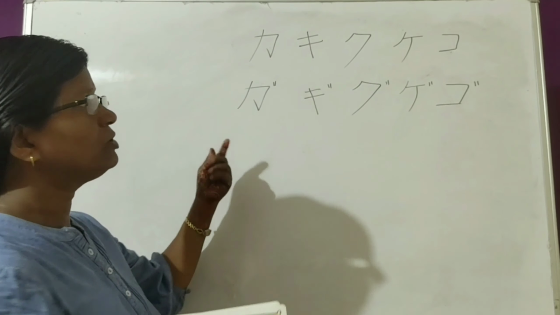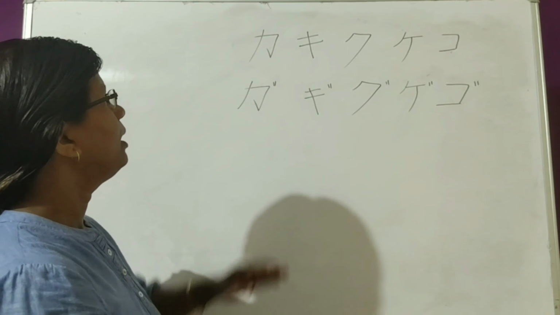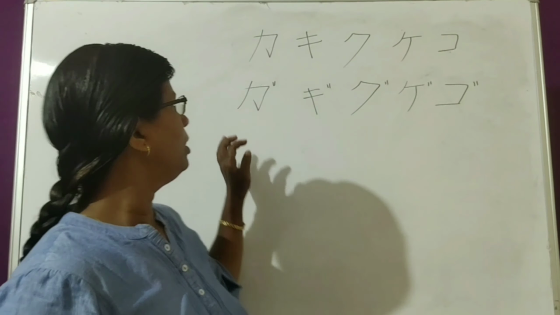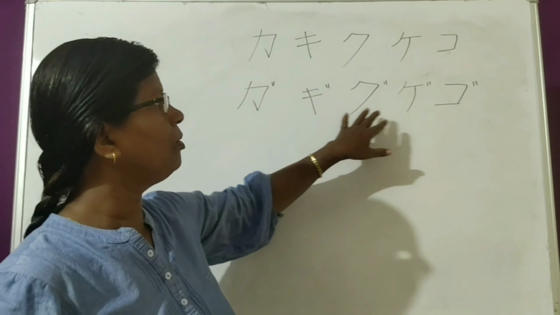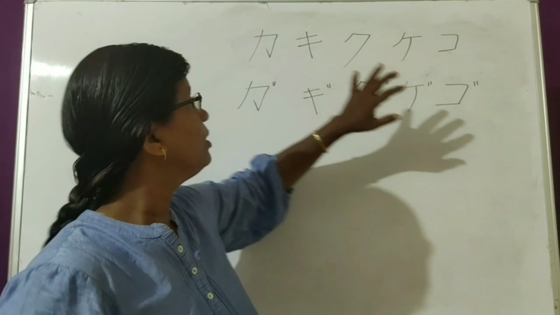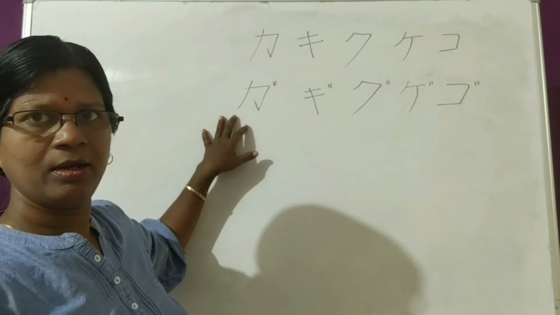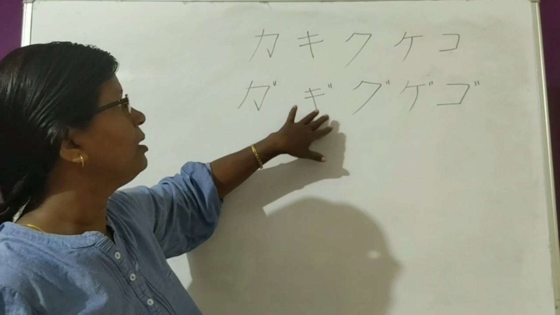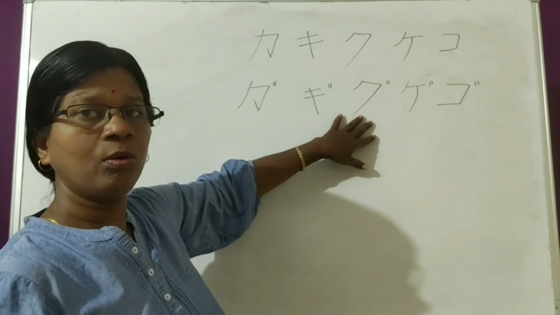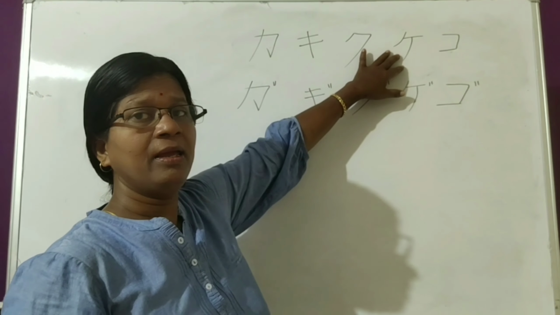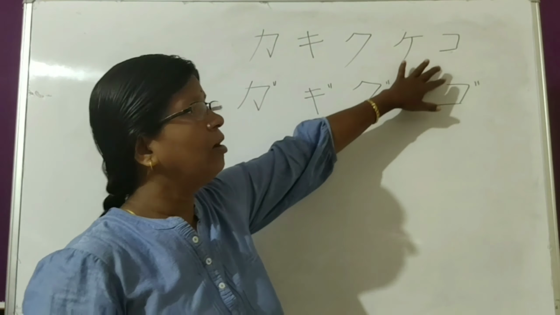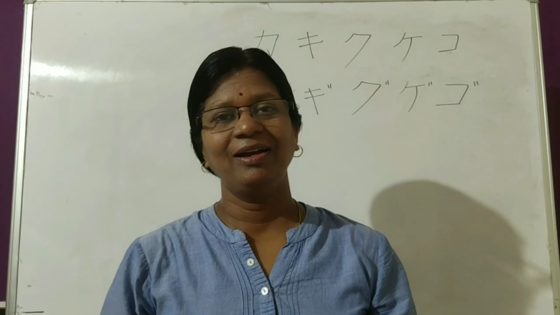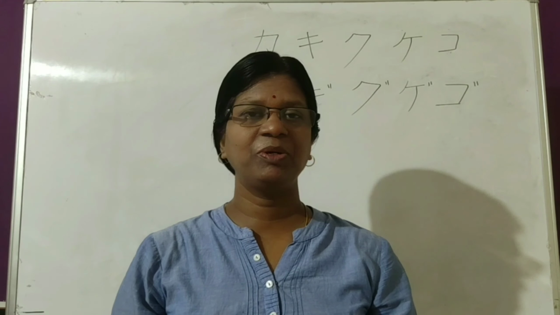So pronunciation also similar. Ka, ki, ku, ke, ko. Ga, gi, gu, ge, go. Ka, ga, ki, gi, ku, gu, ke, ge, ko, go. So today's class is this much.